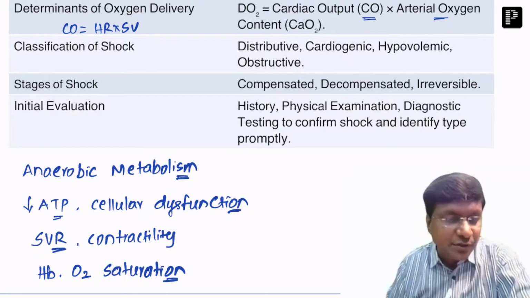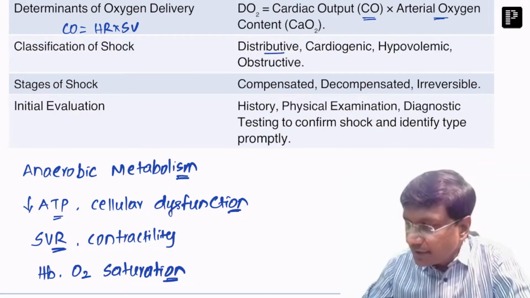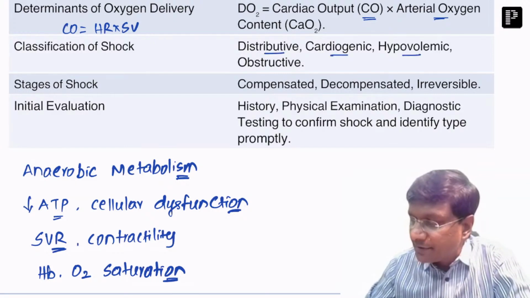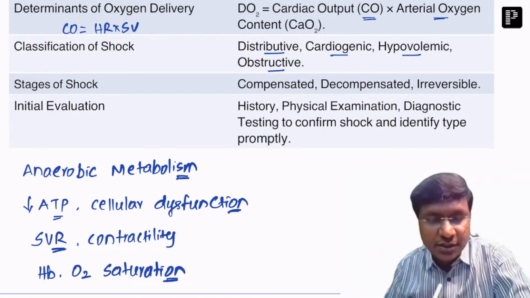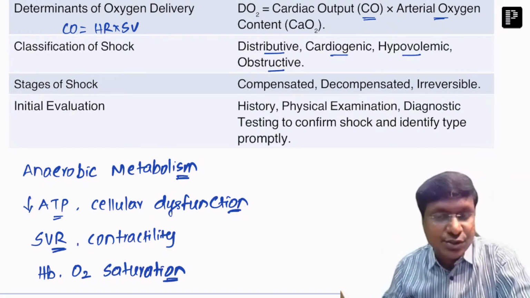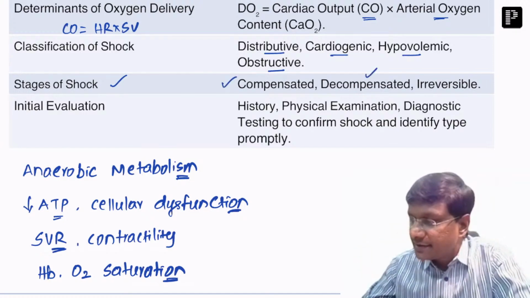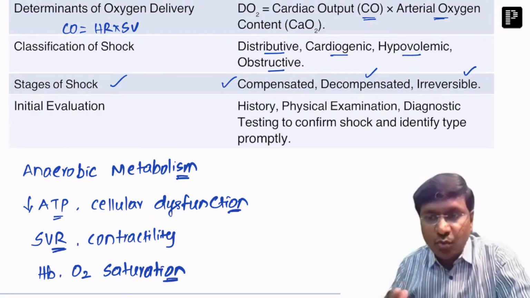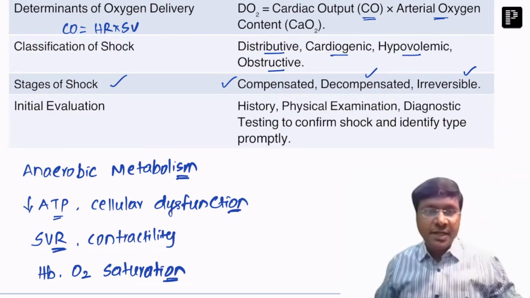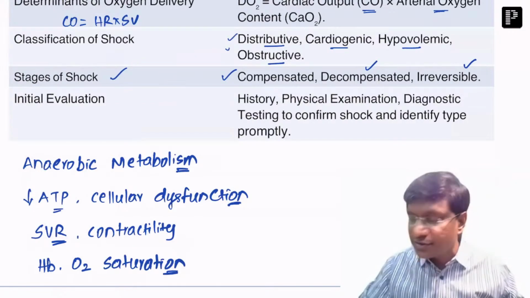Now, what are the various types of shock? They include distributive shock, cardiogenic shock, hypovolemic shock, and obstructive shock. These are the four important types of shock, and I'll be discussing them in detail subsequently. There are also three stages in shock: compensated, decompensated, and irreversible. I'll also be discussing what is compensated, decompensated, and irreversible. Right. First, let me discuss the individual types of shock.